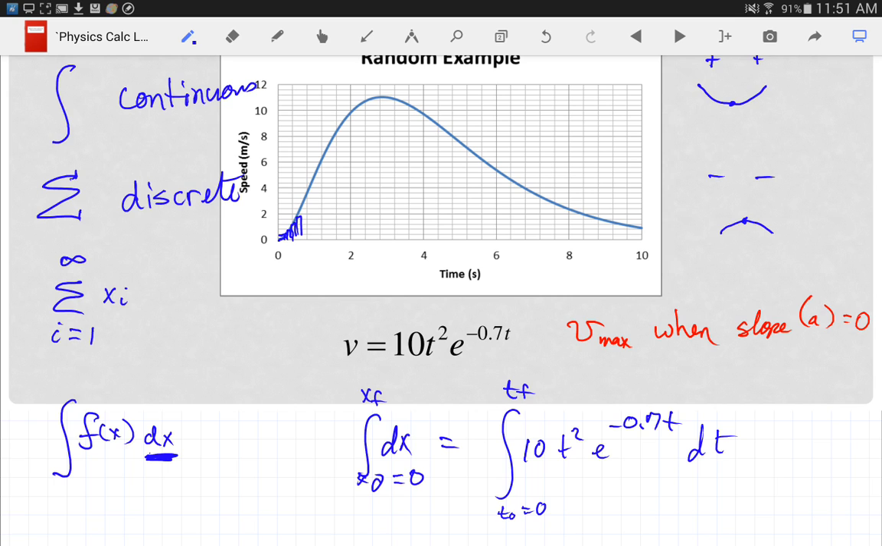And after you do the integral, you would see whether the distance is finite or infinite. But if we go out to only 10 seconds, it's of course going to be finite. It's if you go out to infinity that you have the question.